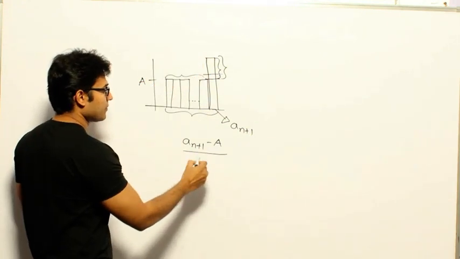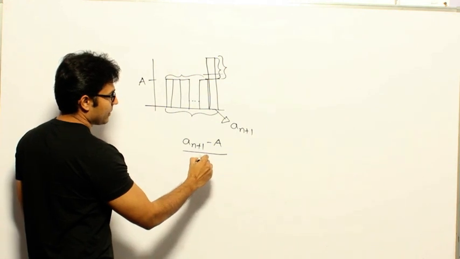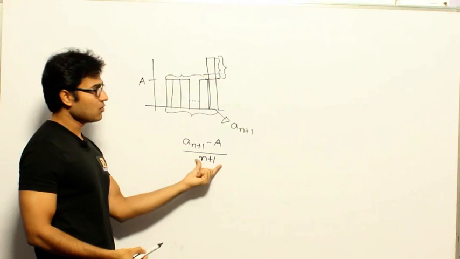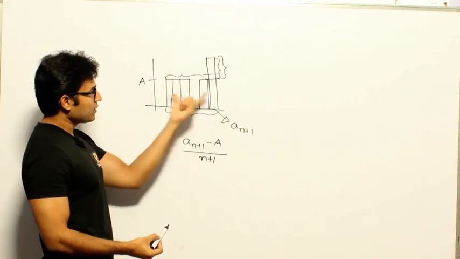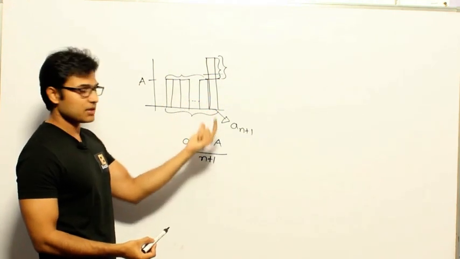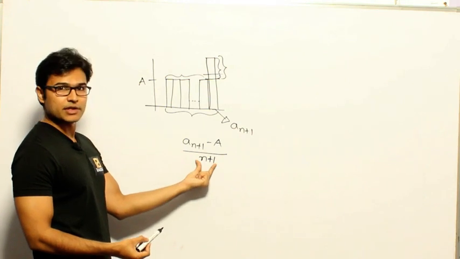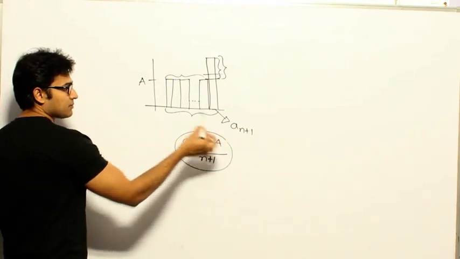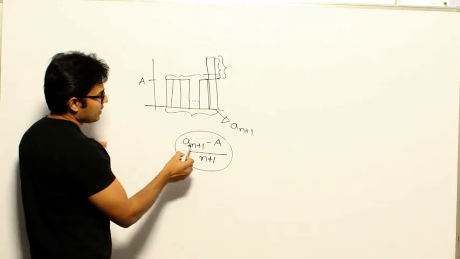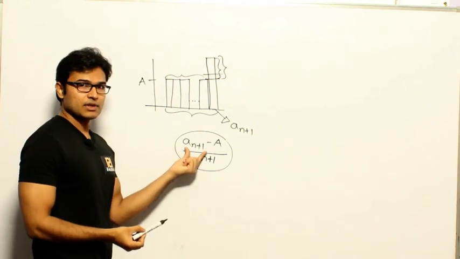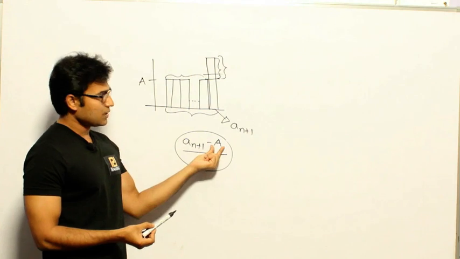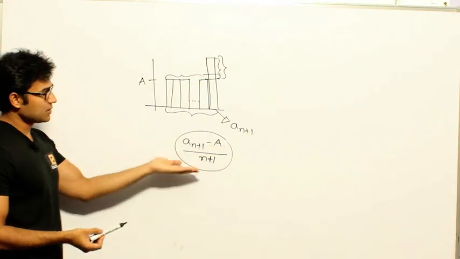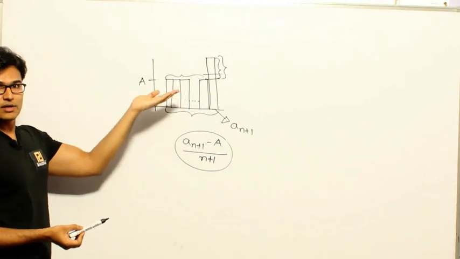Now divided by n plus 1. Why? Already n elements were there. Now along with the new one, everyone has to get a fair share, right? That is why it is distributed across n plus 1 items. Now see this. If you observe this, if the newly added element a n plus 1 is higher than the original average, then this is the increment, right? Which means our average is going to be increased.